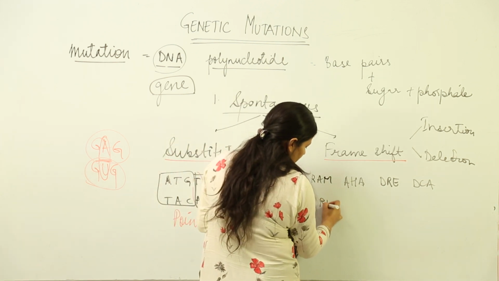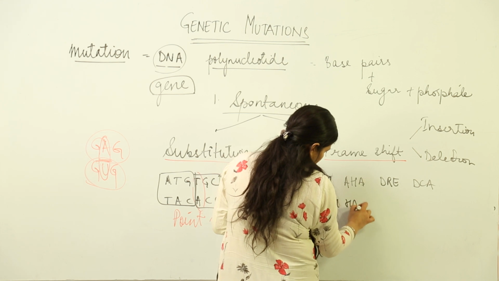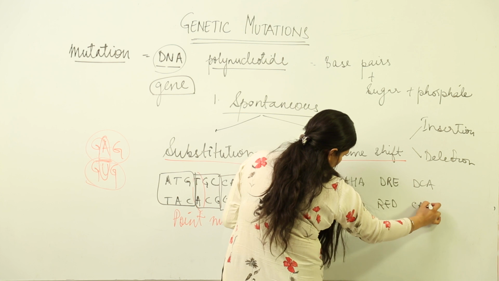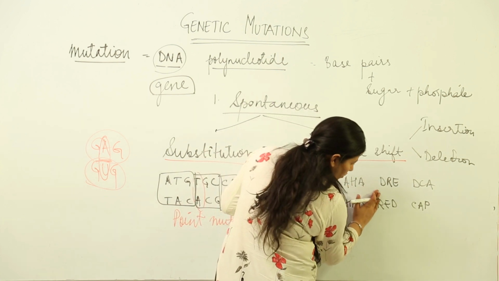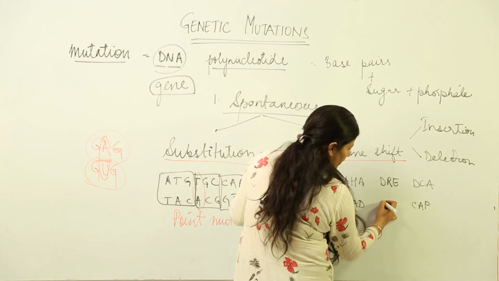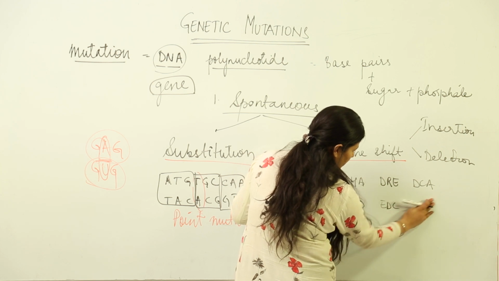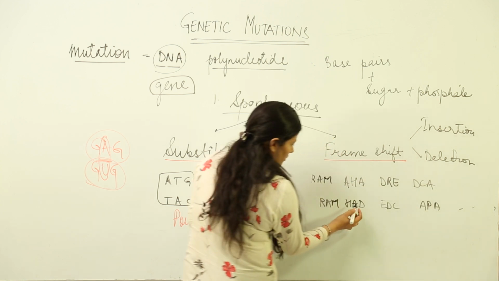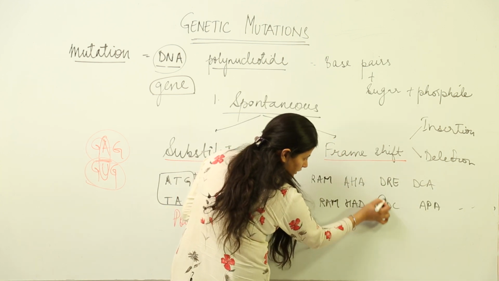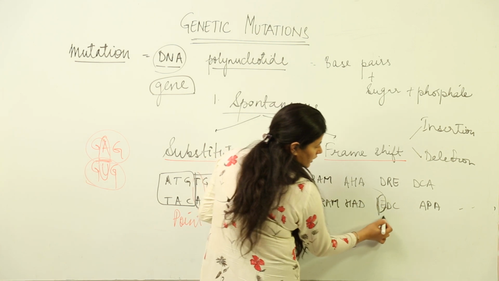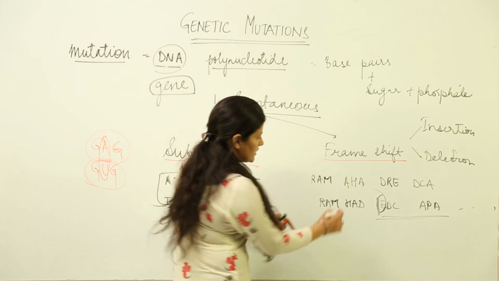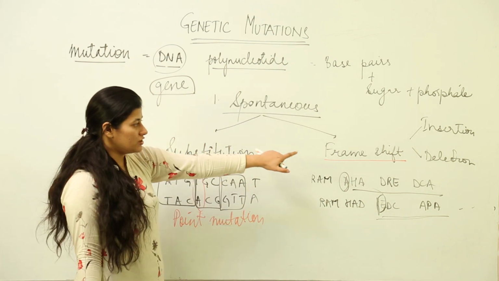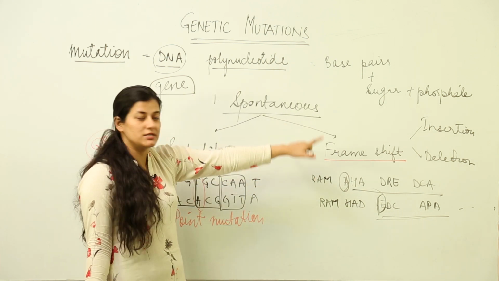Now supposedly there is deletion. Ram had red cap. There is deletion. This R goes from here. Then what would it be? It would become EDC. It would become APA, something like that, and forward. So as this deletion has taken place from here, the forward frame has changed. Addition has taken place over here, so the forward frame has changed, and this is known as frameshift mutation, which could be studied in terms of insertion and deletion.